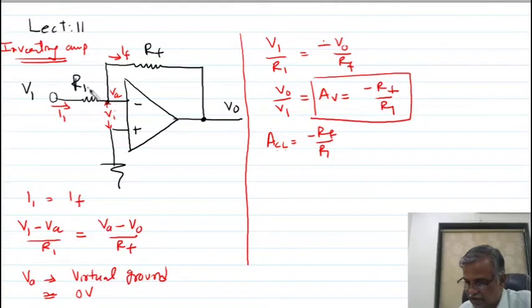Now R1 is the input impedance of the op amp. From this circuit I can say that the input impedance of the inverting amplifier is R1. Remember, the input impedance of the inverting amplifier is R1. Now, to increase the input impedance, you can increase the value of R1. But if you increase the value of R1, you have to sacrifice the gain.